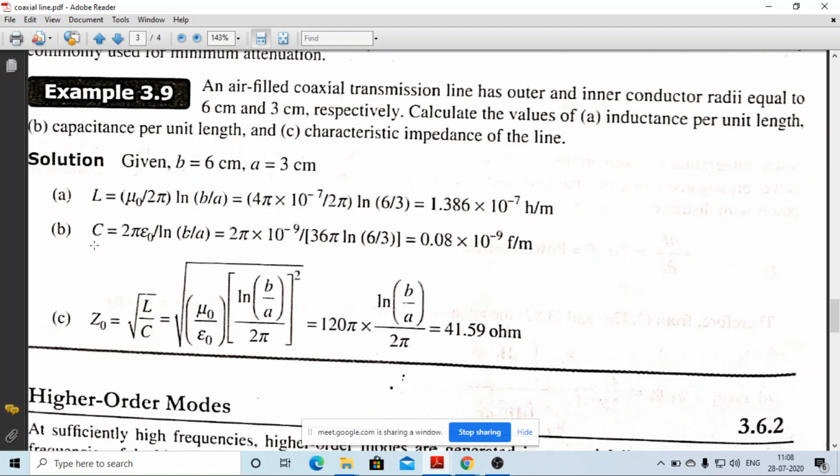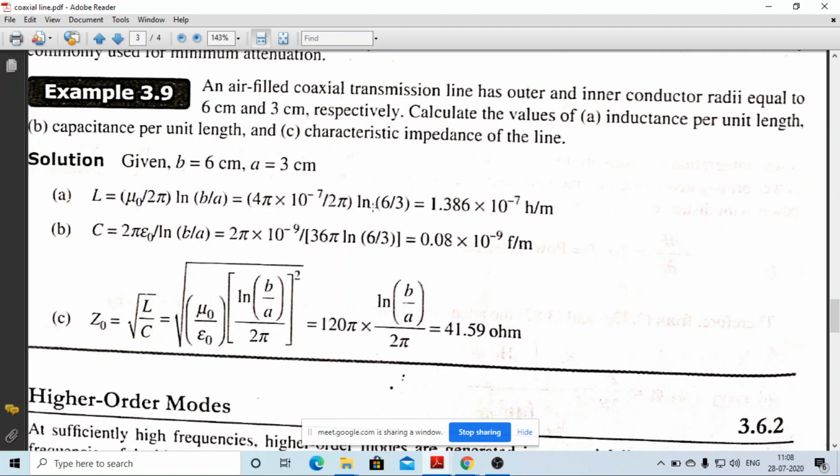And similarly you can calculate C is equal to 2 pi epsilon naught ln b by a, because here epsilon and mu are not given. We have no idea about the dielectric. If a particular dielectric is given, for that dielectric there is a value of mu r and epsilon r. For that case you have to write here mu naught mu r and here epsilon naught epsilon r. But since there is no idea about the dielectric, we are considering air, mu naught and epsilon naught.